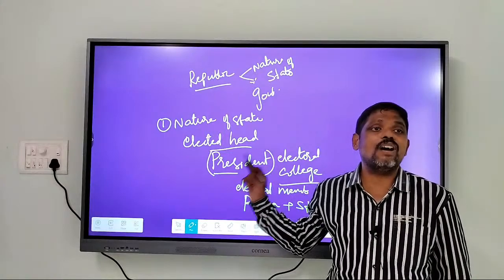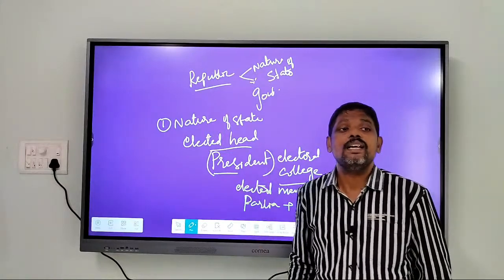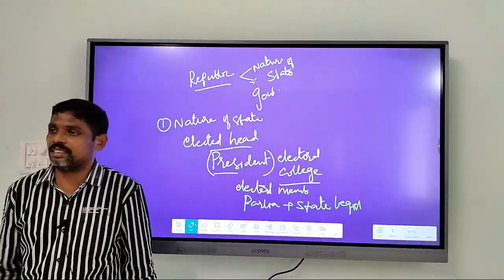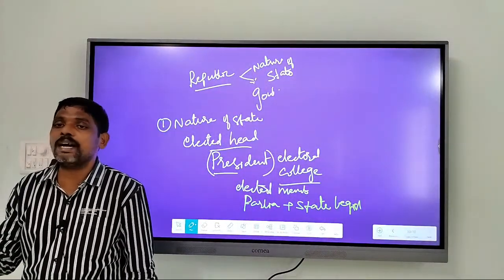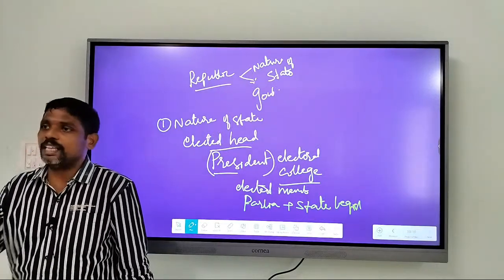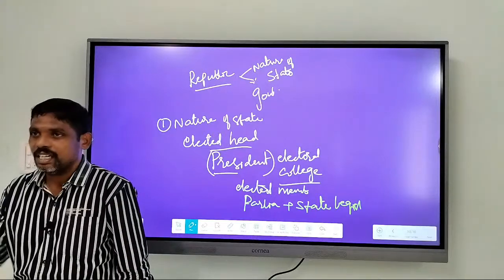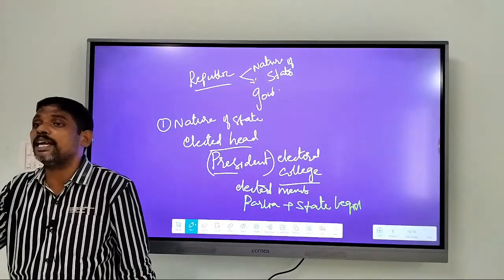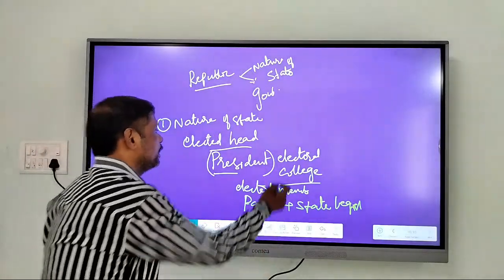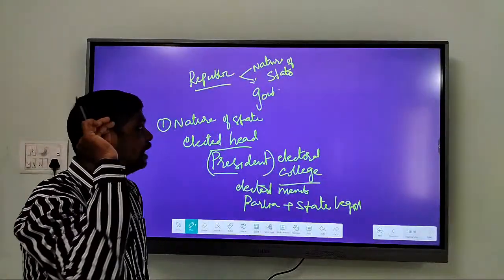in the election of the President. It is only the elected members of Parliament and state legislatures. That is MPs in Lok Sabha and MPs in Rajya Sabha, plus MLAs. So there is no place for MLCs. There is no place for nominated members of Lok Sabha or Rajya Sabha. Alright. So this is the institution that is meant for electing the President.